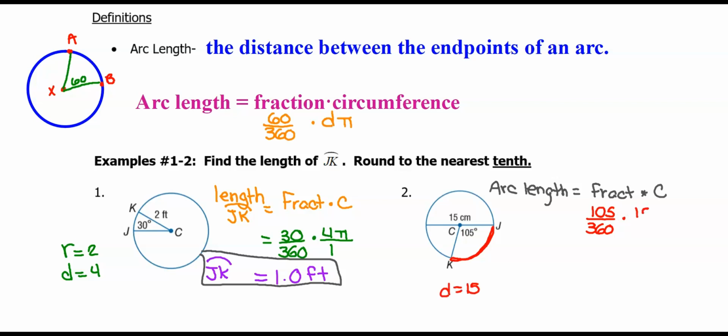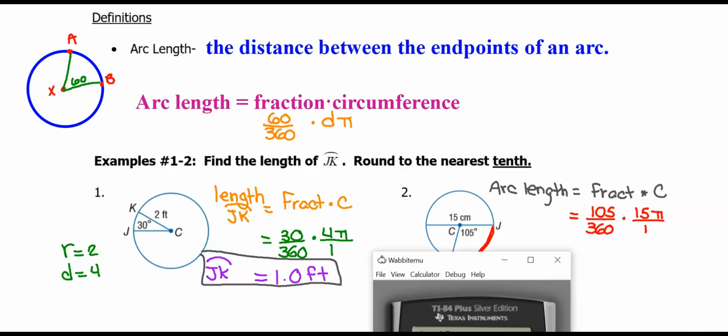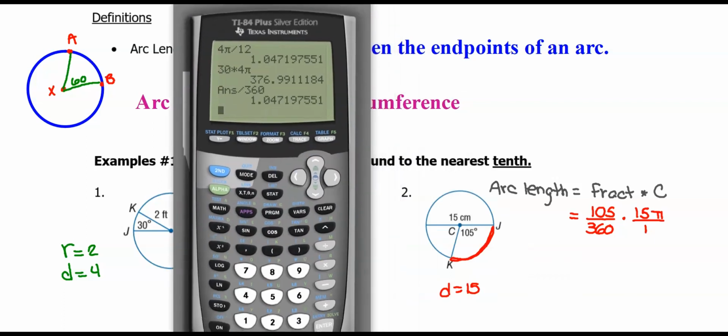And like I said, you can just grab your calculator and multiply the top. So 105 times 15 pi, enter, divided by 360, enter. The length here is going to be to the nearest tenth 13.7, and those are going to be in centimeters.